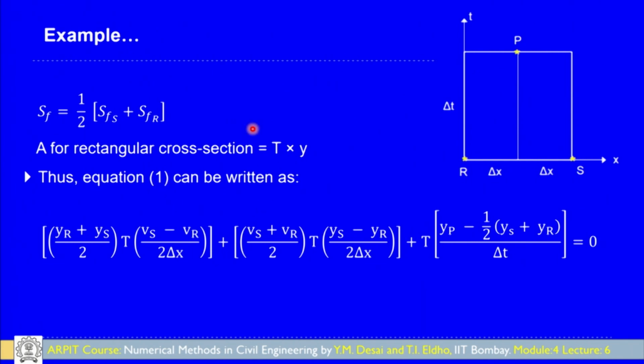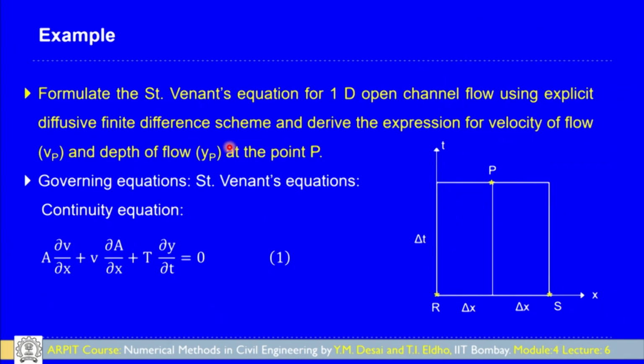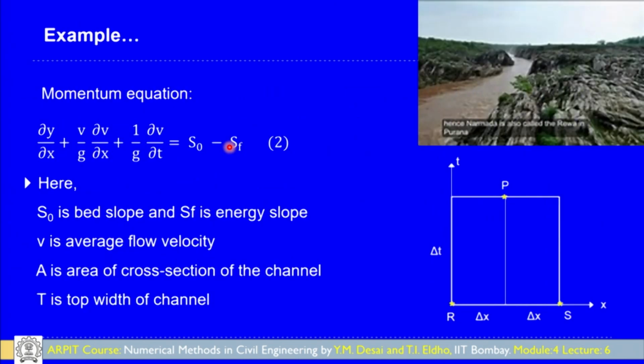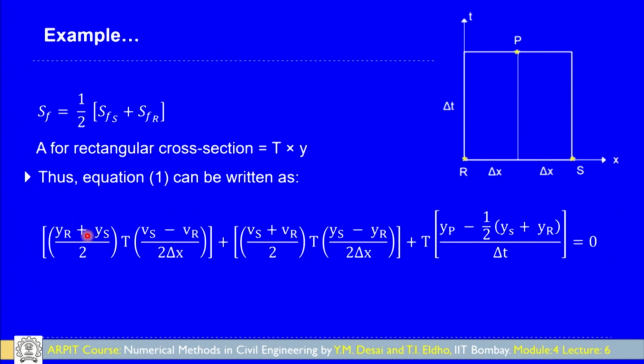Now, the actual equation we have already seen here. This is our actual equation which we are trying to solve, the continuity equation and the momentum equation. So, equation number 2. If you take the continuity equation, then with respect to this figure we can write: ((yr + ys)/2) × T × (vs − vr)/2Δx + ((vs + vr)/2) × T × (ys − yr)/2Δx + T × (yp − half of (ys + yr))/Δt = 0. So, this is for the continuity equation.